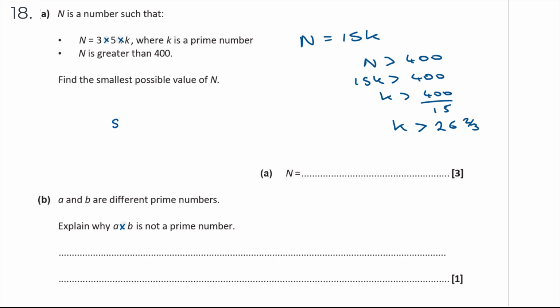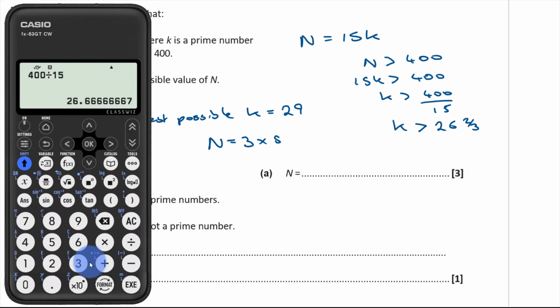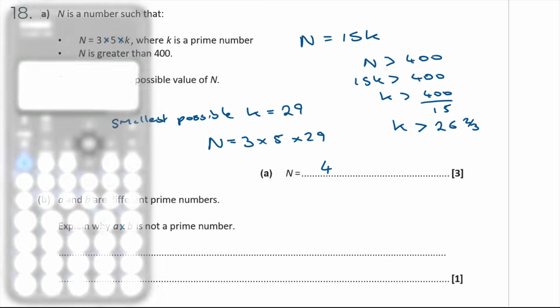So smallest possible k must be 29 then, mustn't it? Because that's the smallest prime that's bigger than 26. 27 isn't prime. 28 definitely isn't, so it must be 29. So therefore n is going to be 3 times 5 times 29. What's 15 lots of 29? 15 times 29, that's giving me 435. So the smallest possible value of n would be 435.